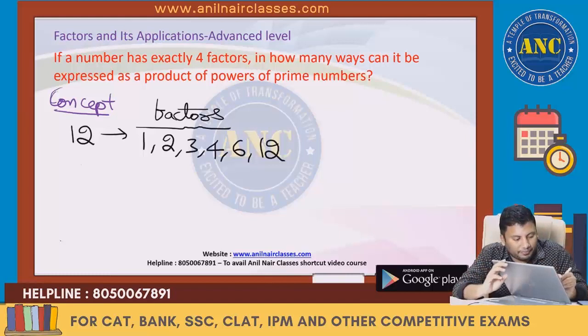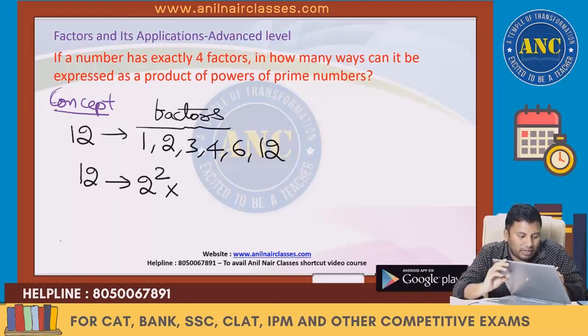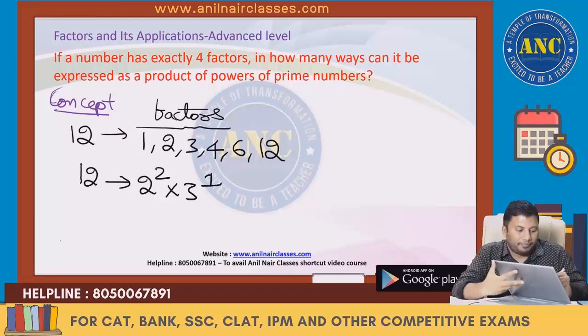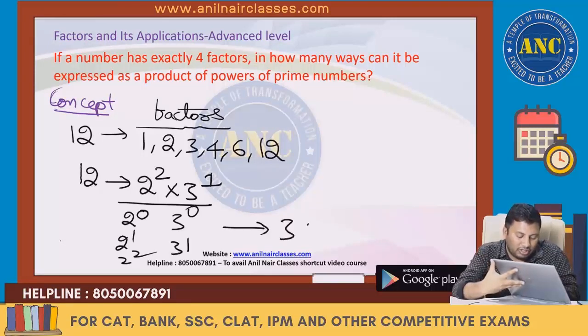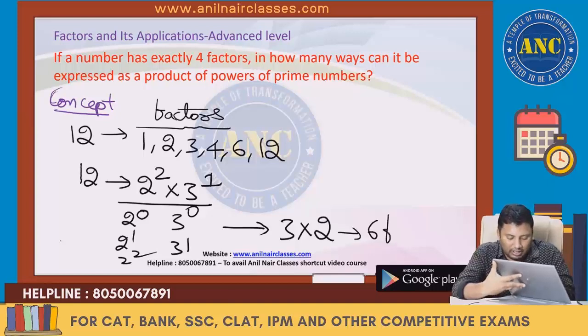Now see here. 12 is nothing but 2 square into 3 power 1. The factors are 2 power 0, 2 power 1, 2 power 2, and 3 power 0, 3 power 1. These are nothing but 3 into 2, which is 6 factors.